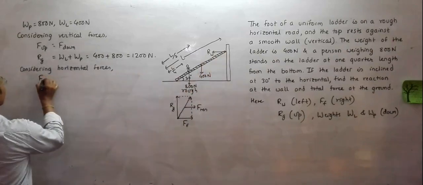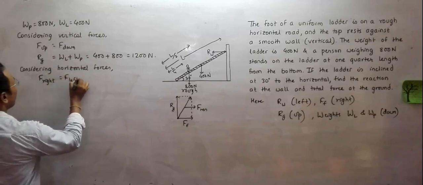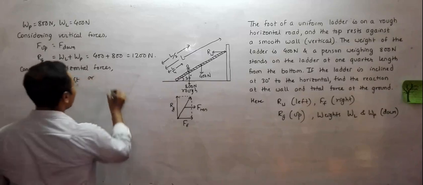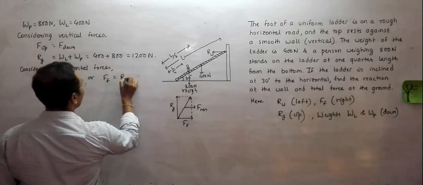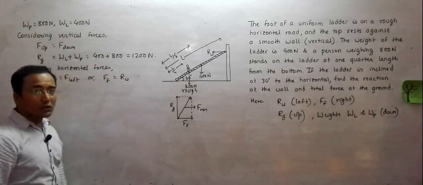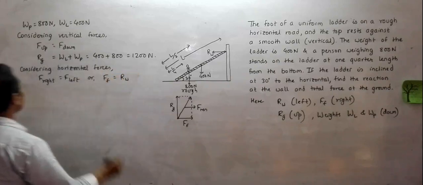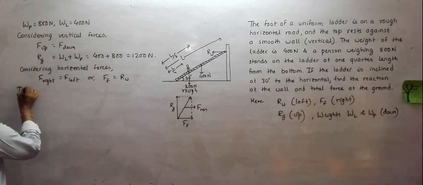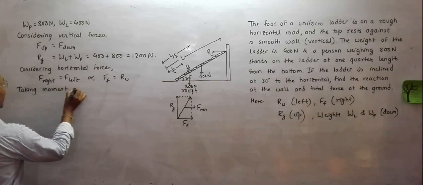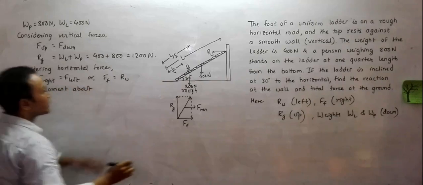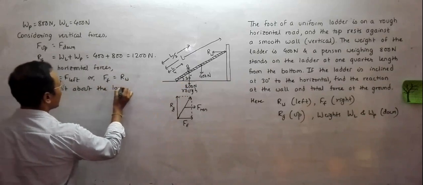So I must have F right equal to F left. Here F right is the frictional force and F left is the reaction due to the wall, and we still don't know the values of these forces yet. In order to find their values, I can take moments about any point, so let us consider the lowest point.